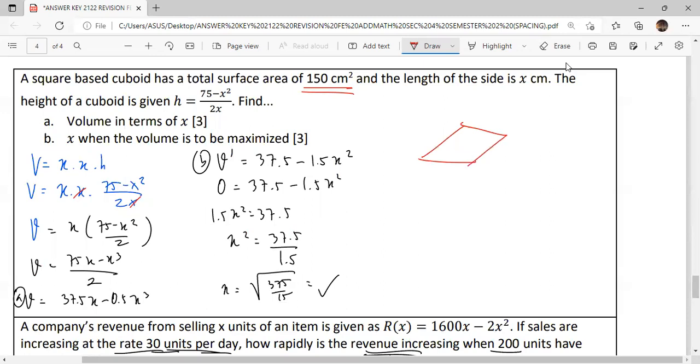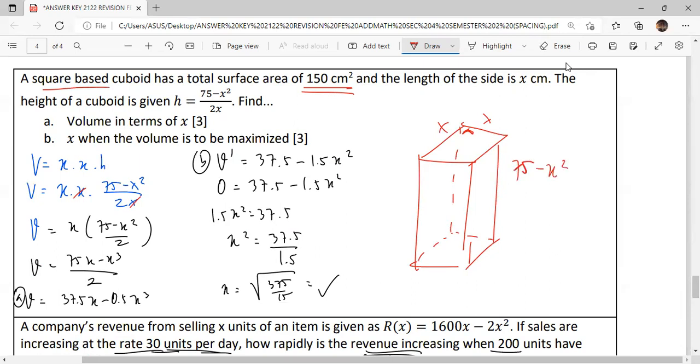Okay, we know that. This is a square base cuboid. Let's say this is x, the square, the base, right? And the height is 75 minus x square over 2x. Sebenarnya kalau di exam ini ya h-nya lu nggak ada. Pakai ini untuk nyari h. Nggak apa-apa, no problem, tetap bisa. You find the volume in terms of x. Volume is length times breadth times height. The height is given here.